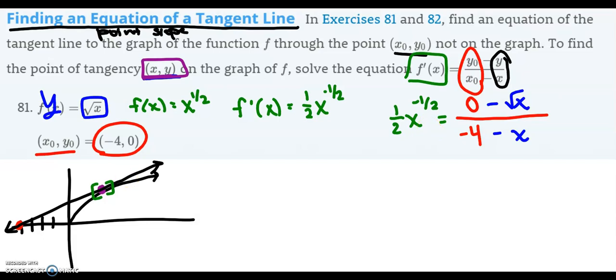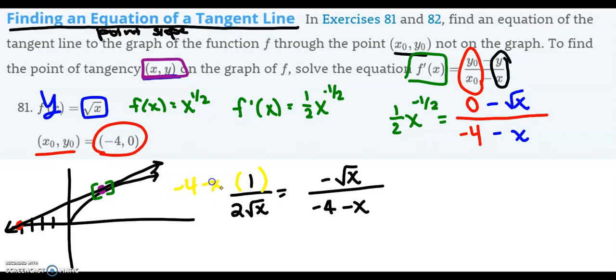All right, so let's go ahead and do our algebra. So I'm going to rewrite this as 1 over 2 square root of x equals, on the top I have negative square root of x, in the denominator I have negative 4 minus x. When you have two fractions that equal to each other, you can think about the concept of cross-multiplying. I don't love that phrase. I'm going to multiply this guy by negative 4 minus x. So that'll go away. Then I'm going to multiply this side by 2 square root of x, so that'll go away. So now I've got negative 4 minus x equals negative 2x.